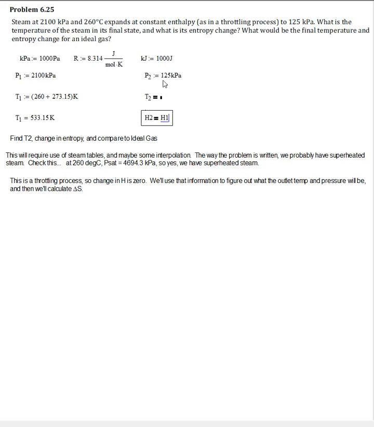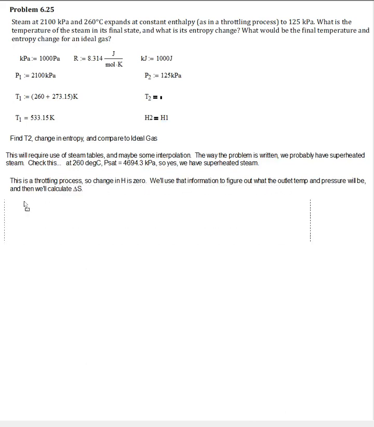So if we know that, we don't know what our temperature is, so we don't know where to look in the steam tables just from pressure. It could be anything. But if we know pressure and we know enthalpy, we can then look up what the temperature is. And then, of course, we can calculate delta S, because we can then look up entropy and calculate the change from state 1.